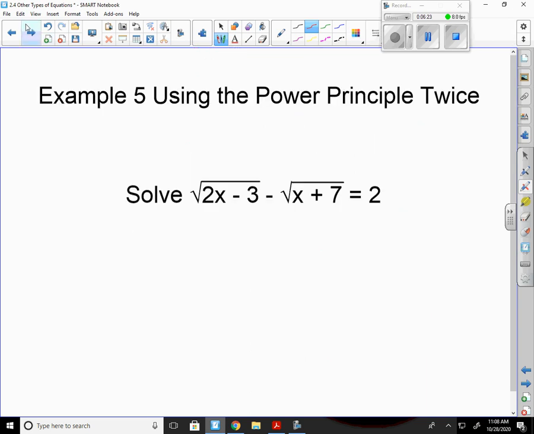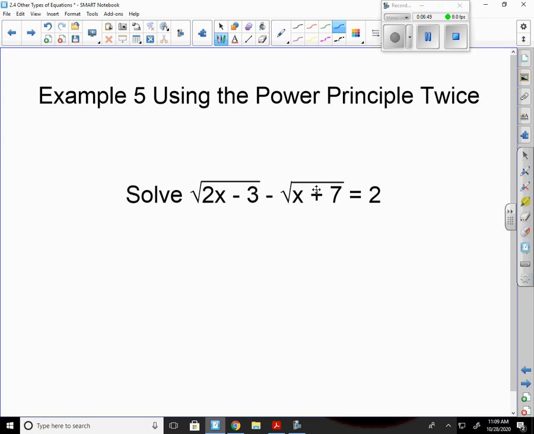All right, example 5, using the power principle twice. This is our last example, but I have 2 separate roots. If they're both on the same side with a minus in between them, or adding them together, there's nothing I can do here. If I square them, it's not going to give me anything pretty. It's going to get rather ugly.